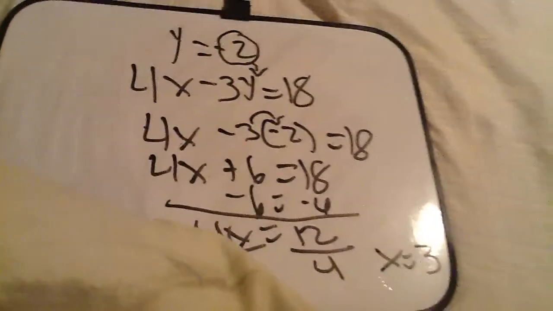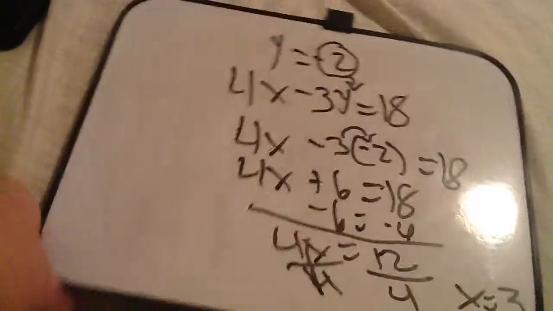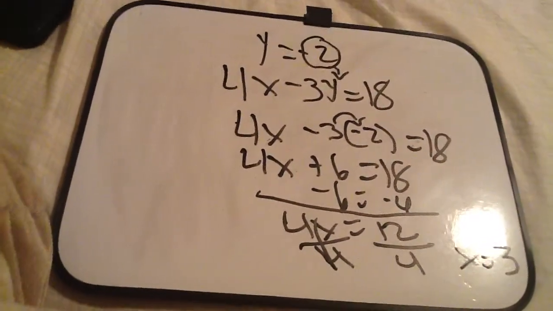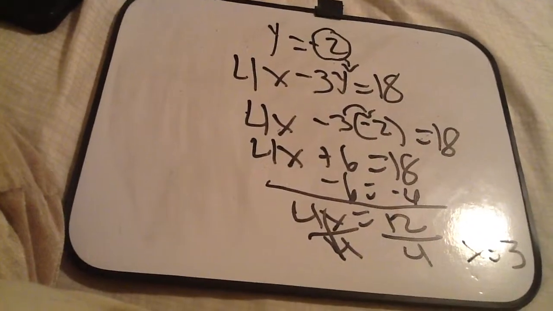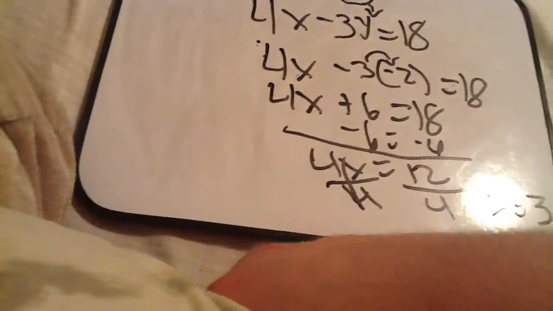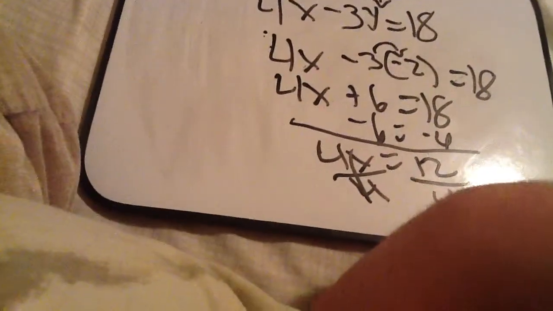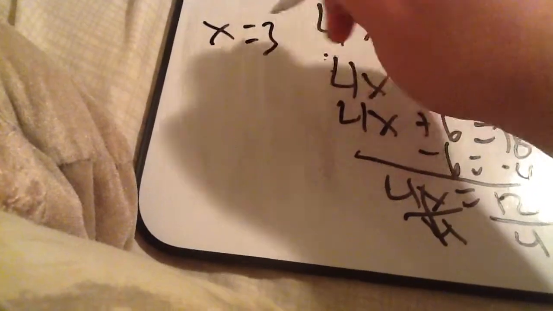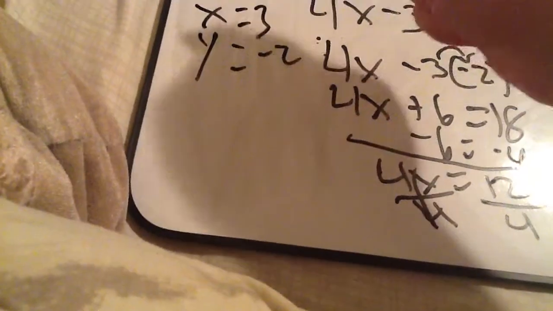Now, very simple. Now, if you plug it in, this is very easy because x equals 3, y equals negative 2. So, I mean, there's your answer, 3 comma negative 2.